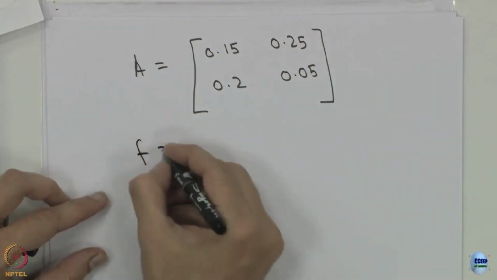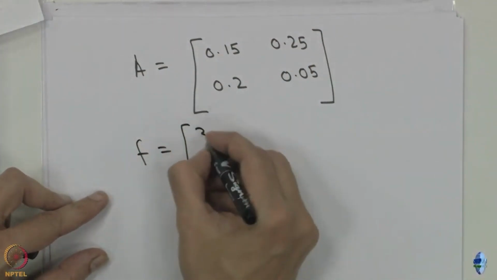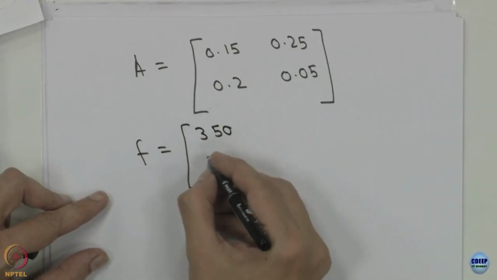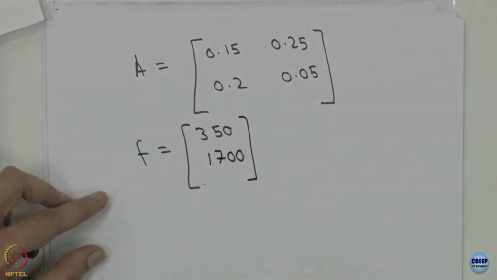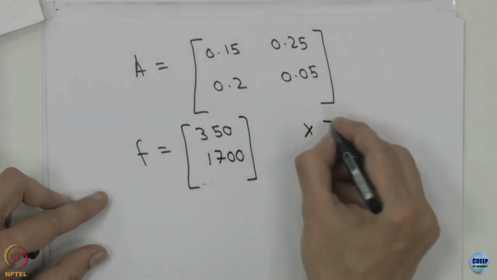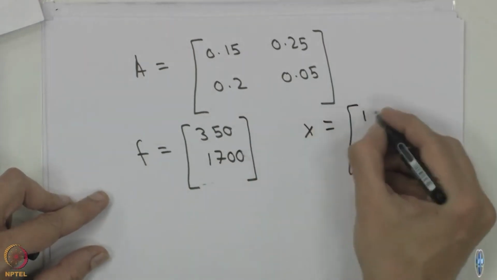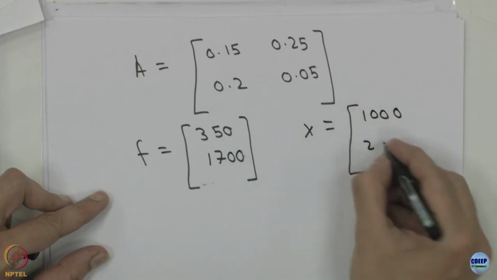The F matrix is 350 and 1700, and the value of X is 1000 and 2000.